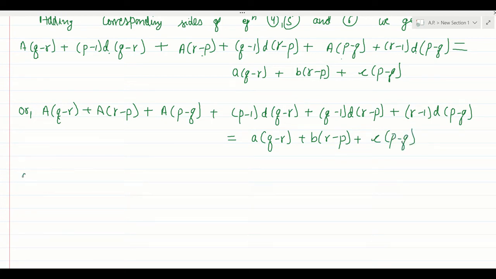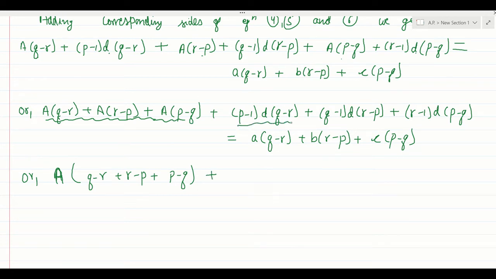After this, from here we are going to take a common. After taking a common, we are left in bracket with (q − r) + (r − p) + (p − q). Now from all these three terms, we are going to take d common. So d is taken common.